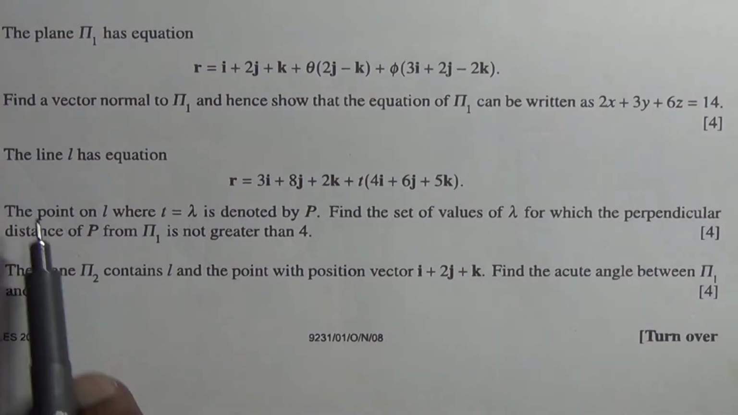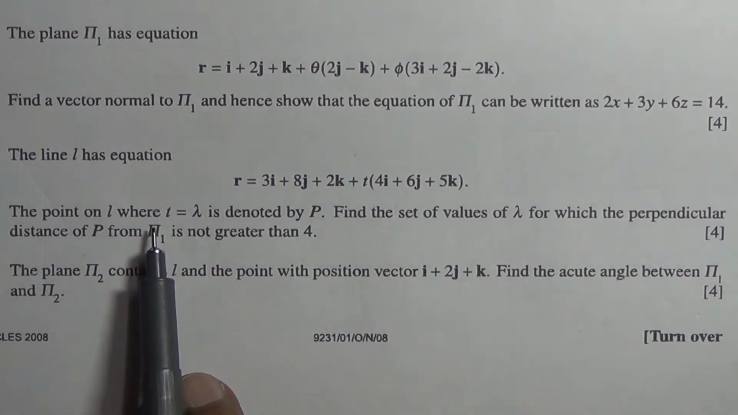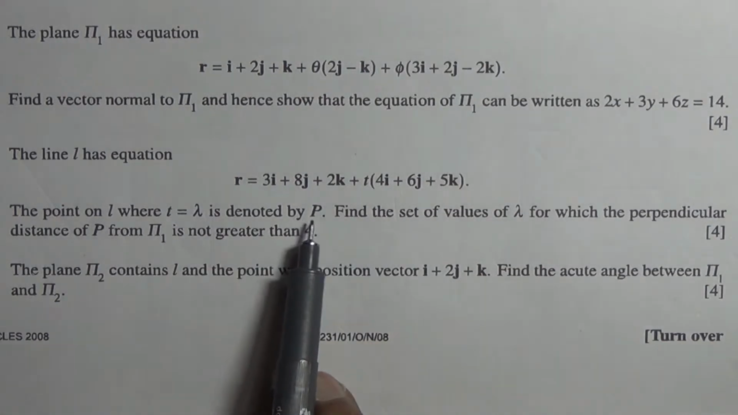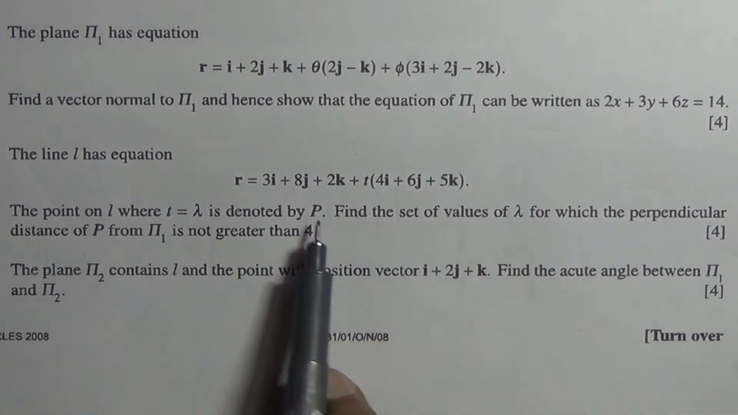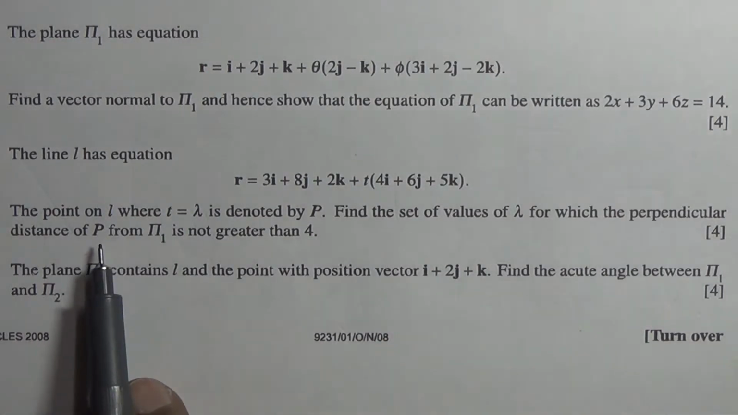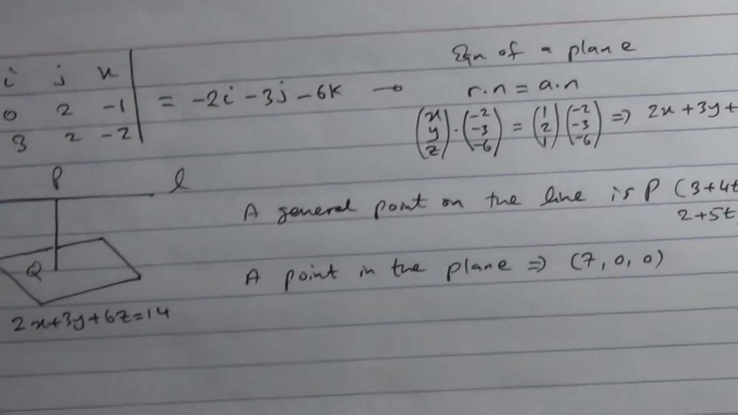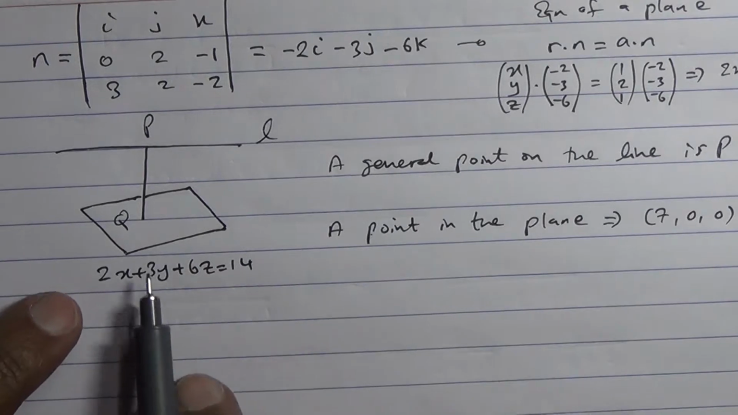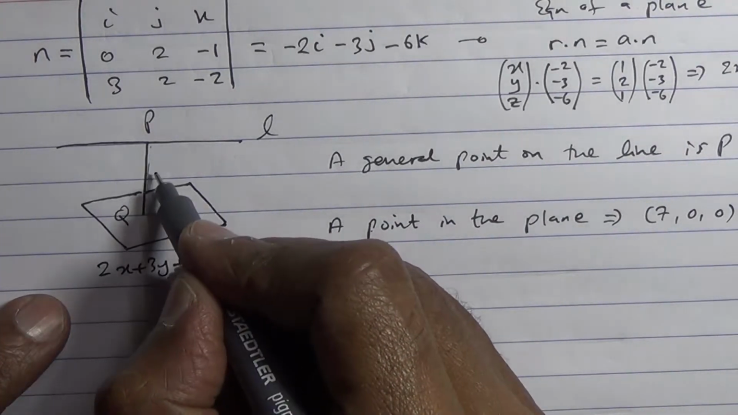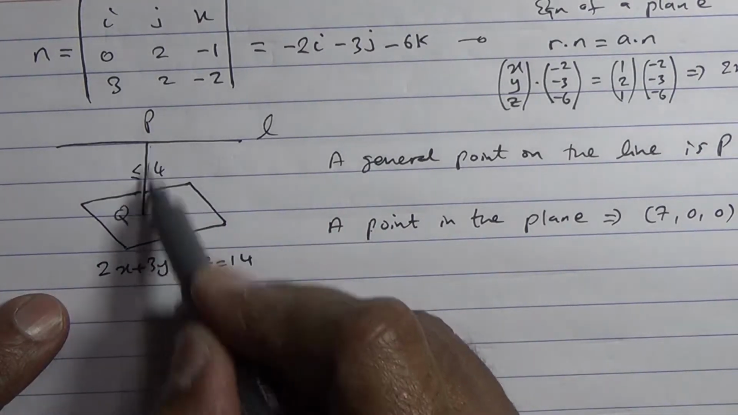Okay, for the second part, there is a line, and this is the line with that equation, and the point L where t is equal to lambda, this t is going to be lambda, is denoted by p. P will be a general point on this line, and we need to find the set of values of lambda for which the perpendicular distance of p from pi 1 is not greater than 4. What I've done here is I've just drawn the plane just like that, a rough illustration, and this is p, and the distance here should be less or equal to 4. Alright, that's the perpendicular distance.